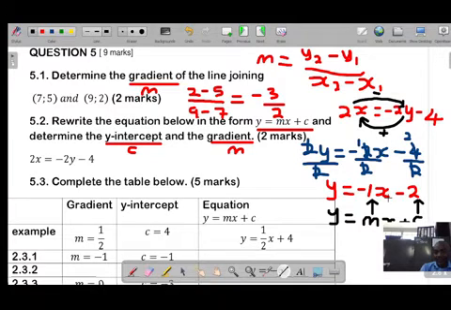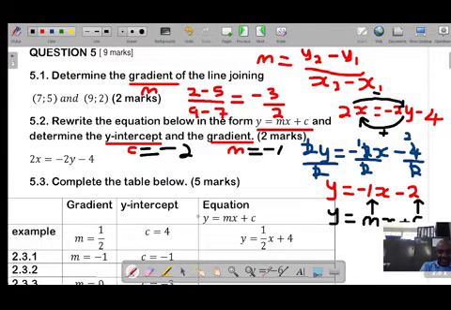Note that my m, the gradient, is negative 1. What about my c? My c is negative 2. I hope we are together. If you don't understand, please don't worry yourself. Just pause the video and replay it. I'm sure you understand this.